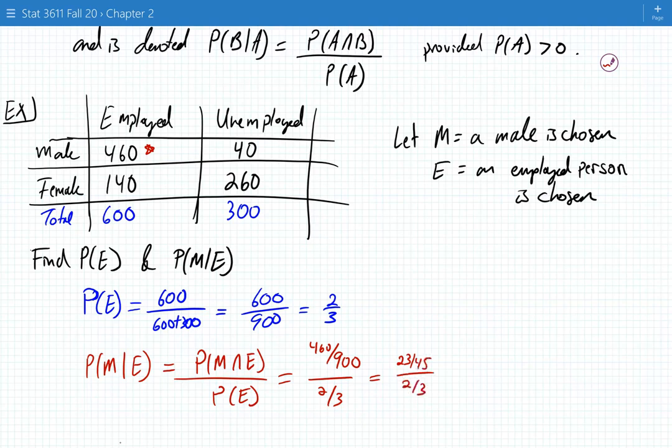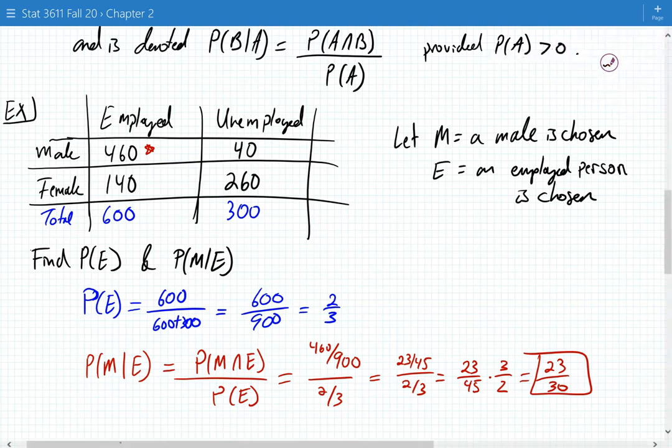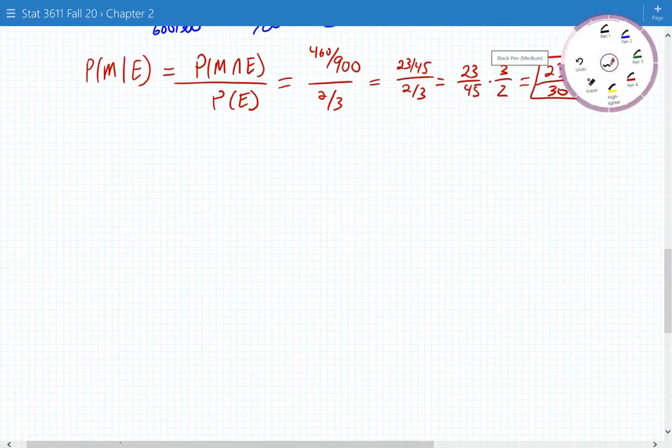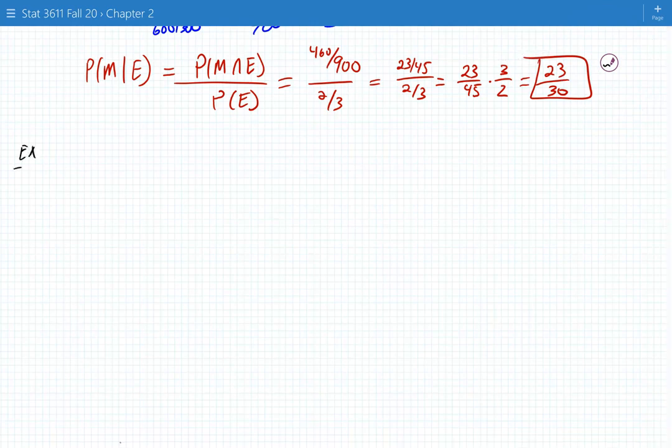Divided by 2/3. Dividing by a fraction here is the same thing as multiplying by the reciprocal. So 23 over 45 times 3/2, and that is 23/30. All right. There we go. Nice. Let's try one more. One more kind of quick entry-level example here.